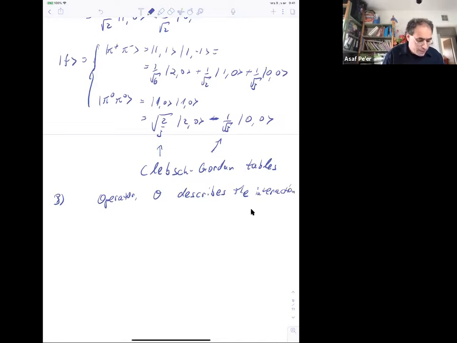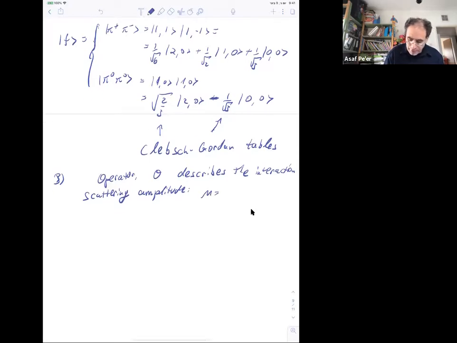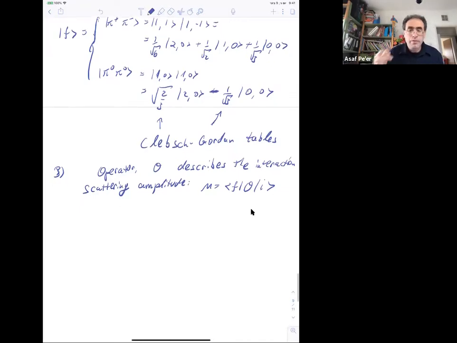Right? So, the scattering amplitude. What we care about, M, is just the final state, O, and an initial state. And we simply need to write this down. The question was, what is the probability of getting each of these outcomes?